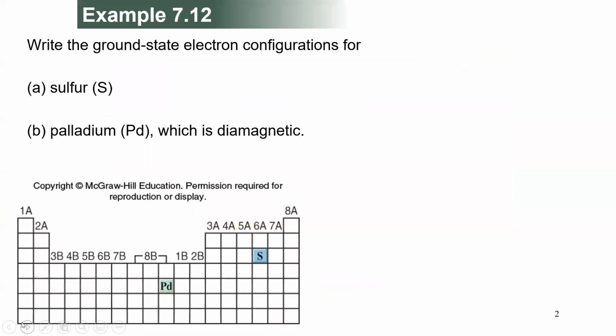Okay, so let's take a look at this last example from chapter 7, and then we'll get into chapter 8. The ground state electron configurations for sulfur and palladium. Now that we have the periodic table, we're going to use it, right? So here's sulfur. He's in n equals 1, 2, 3, and this is the p block, and he has 1, 2, 3, 4 p electrons.